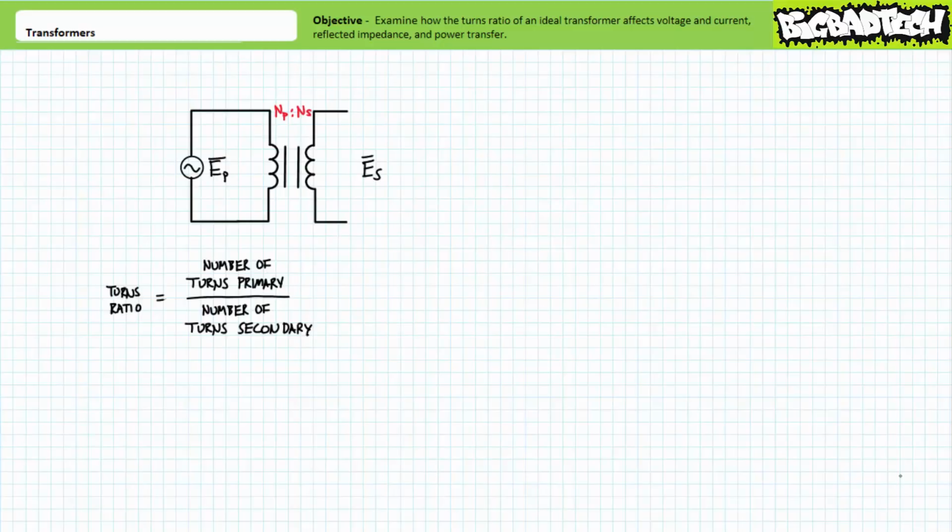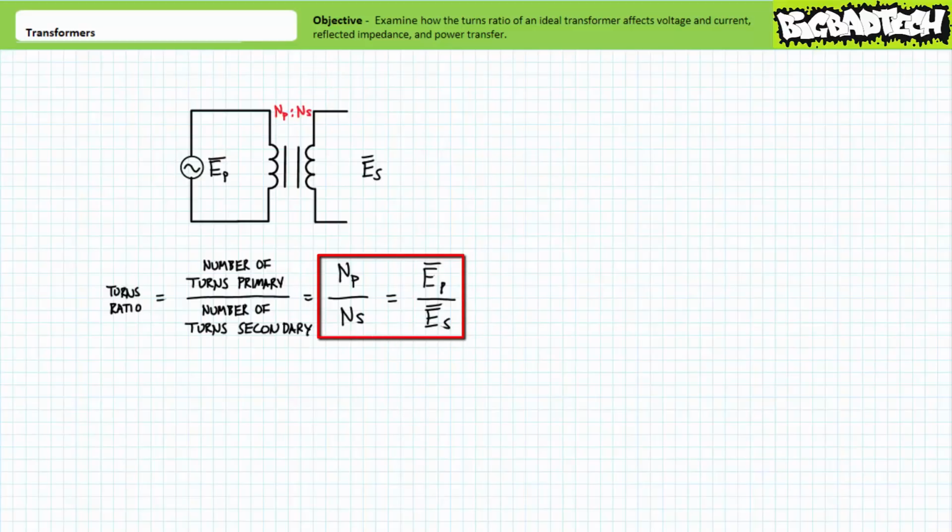Given voltage is proportional to the rate of change of the magnetic flux and the number of turns, it can be said that the turns ratio between the primary and secondary is directly proportional to the voltage ratio between primary and secondary. Expressed more succinctly, the number of turns in the primary over the number of turns on the secondary equals the input voltage at the primary over the output voltage at the secondary. NP over NS equals EP over ES.